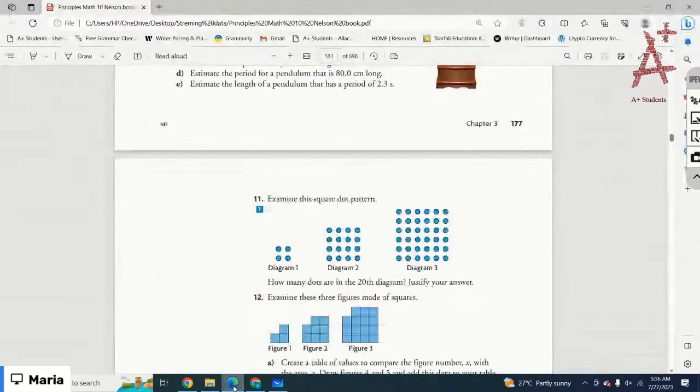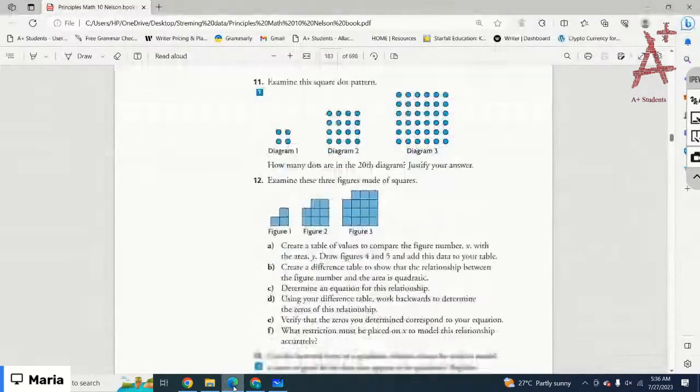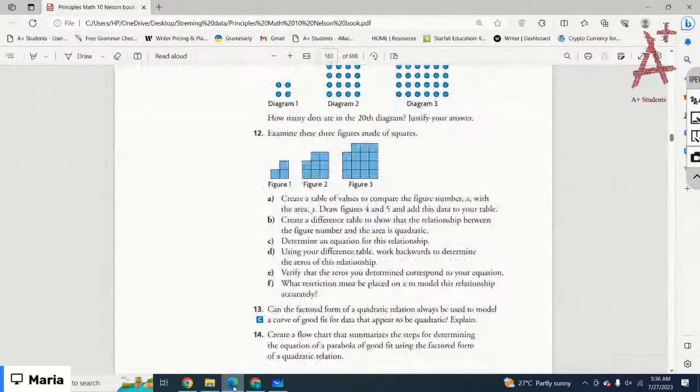Okay, the next one is question number 12. Examine these three figures made of squares. Create a table of values to compare the figure number x with the area y. Draw figure 4 and 5 and add this data to your table. Then create a difference table to show that the relationship between the figure number and the area is quadratic. Determine an equation using your difference table. Work backward to determine the zeros. Verify that the zeros you determine correspond to your equation. What restriction must be placed on x to model this relationship accurately?